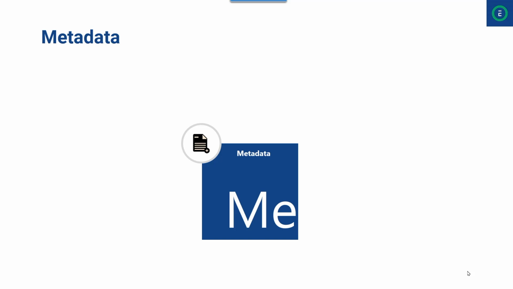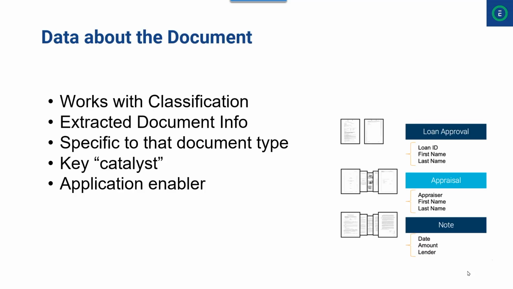Metadata, or data about data. Now that classification has been done, we can extract data based on the document type. This information can be a true enabler for applications. The metadata we need varies by document type.